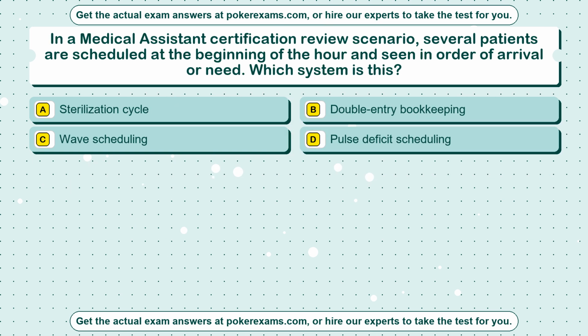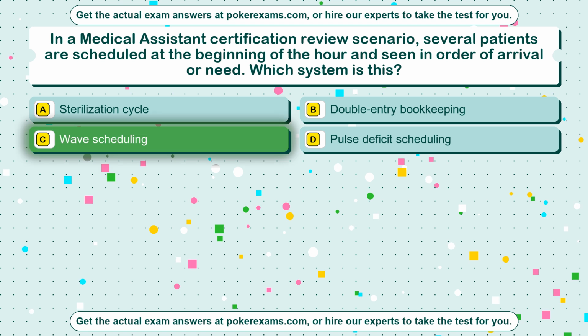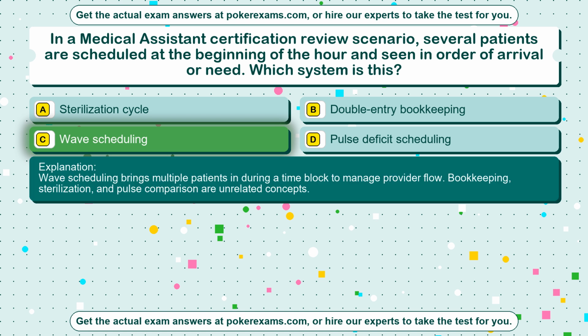Question 73. In a medical assistant certification review scenario, several patients are scheduled at the beginning of the hour and seen in order of arrival or need. Which system is this? Option A, sterilization cycle. Option B, double entry bookkeeping. Option C, wave scheduling. Option D, pulse deficit scheduling. The correct answer is option C, wave scheduling. Wave scheduling brings multiple patients in during a time block to manage provider flow. Bookkeeping, sterilization, and pulse comparison are unrelated concepts.